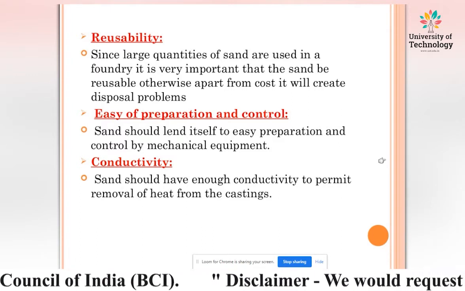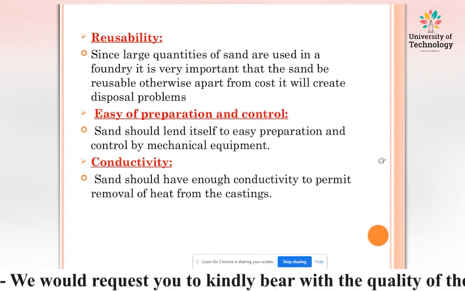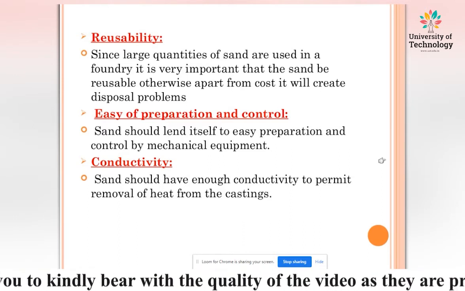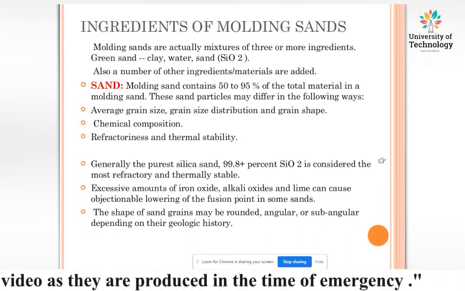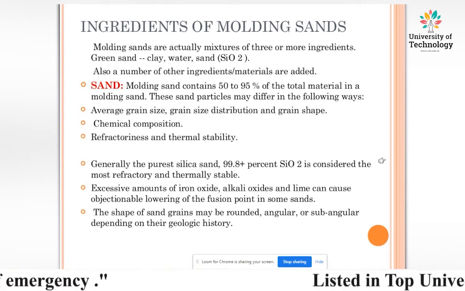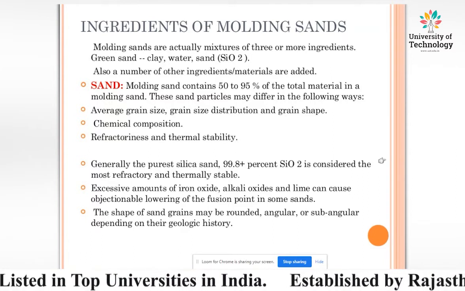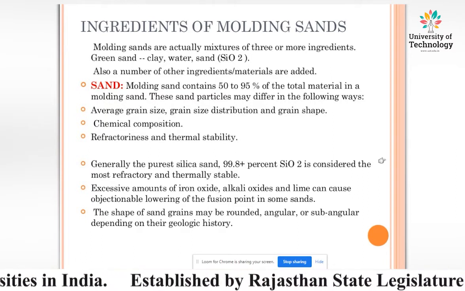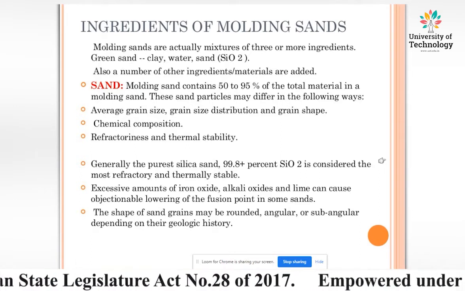Conductivity. The sand should have enough conductivity for the removal of heat from the casting. Now, the ingredients of molding sand. There are basically three ingredients in casting molds: clay, water, and sand.